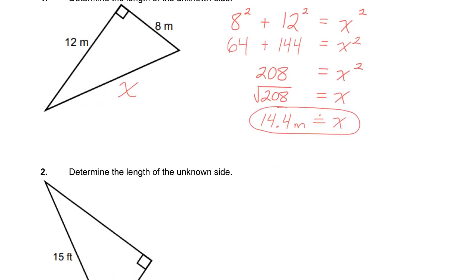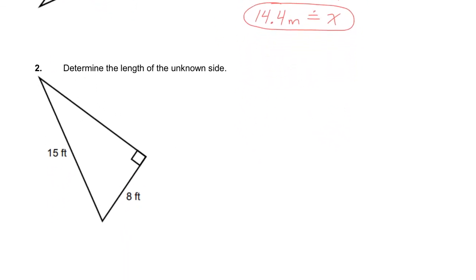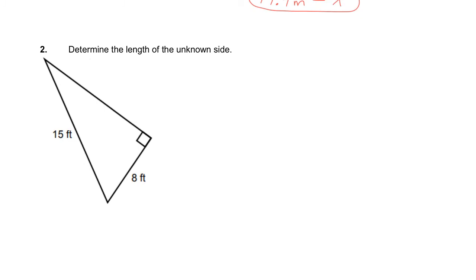And I have one more example for you. We're still looking at a right triangle. We know two sides, and we want to know the length of the third side. So this is my unknown side. We'll call it x. And I want to determine the length of x. So I'm going to use my Pythagorean theorem, but watch out. This is not the hypotenuse.